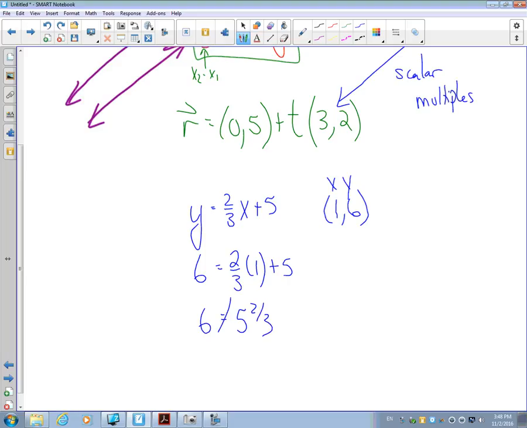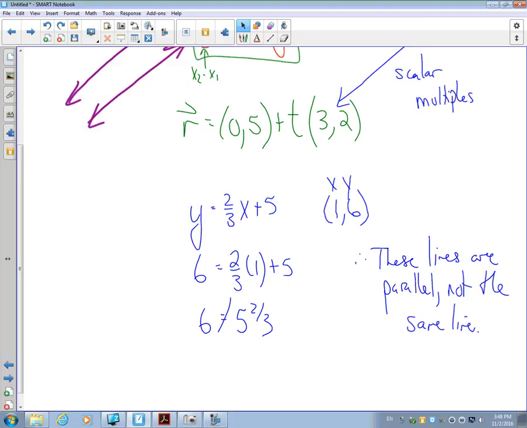So since the point 1, 6 is not on the line, these lines are parallel. Okay, points on one line are not on the other line. Okay, not the same line. I had to use a little bit of problem solving there, a little bit of thinking to recognize the same direction, collinear, but the points are not shared.